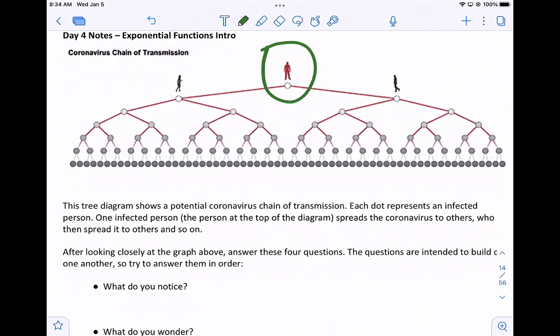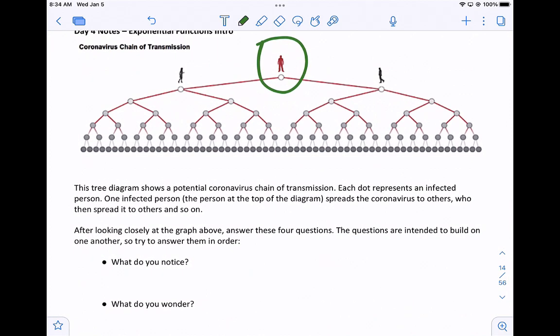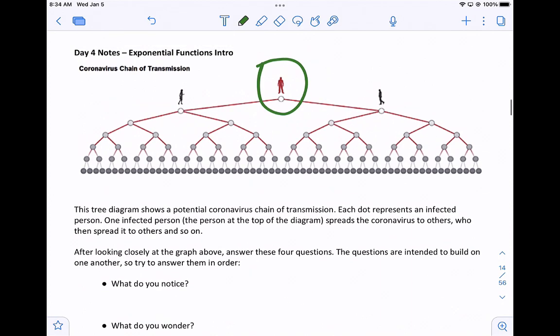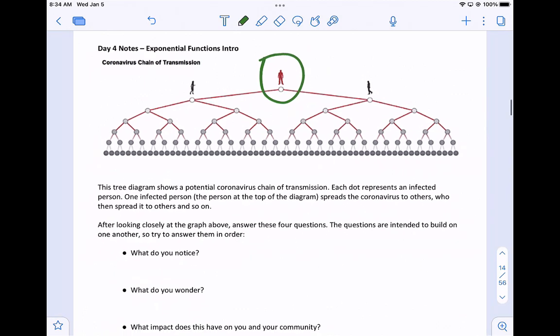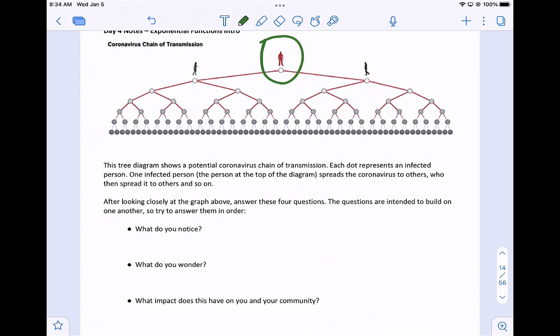After looking closely at the graph above, answer these 4 questions. The questions are intended to build on one another, so try to do them in order. So the first question is, what do you notice about the tree diagram? After that, what do you wonder? And then the third question, what impact does this have on you and your community? So in class, we'll take some time to discuss your answers to these questions.